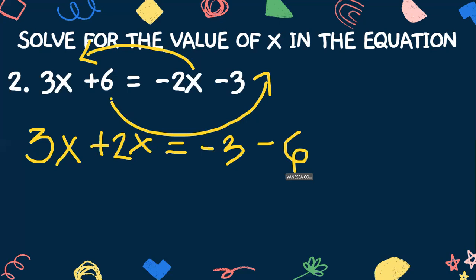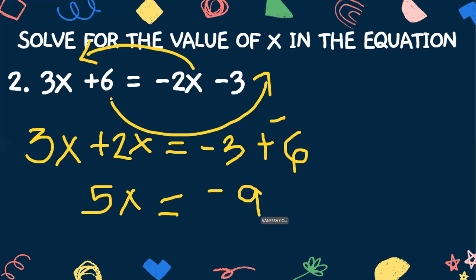Right? And then, we're going to what? We're going to add. Okay, add po natin. 3x plus 2x, that is 5x. Right? Is equal to. Next, negative 3 minus 6. So, change the operation and then change the sign. So, negative 3 plus negative 6 is equals to negative 9. So, meron na tayong 5x is equals to negative 9.